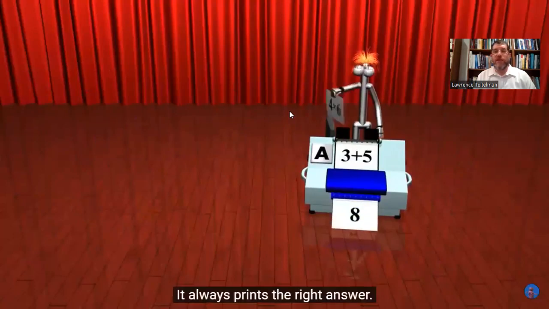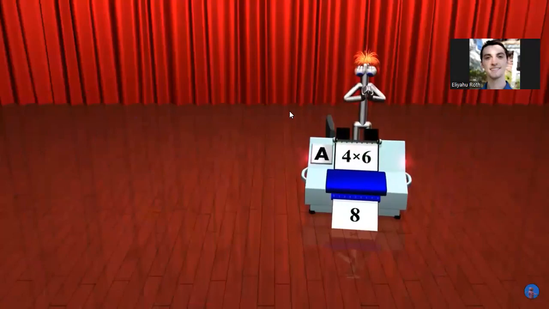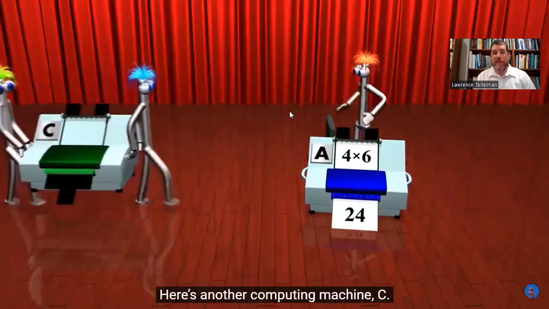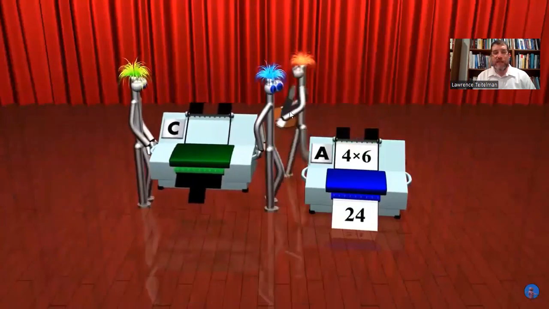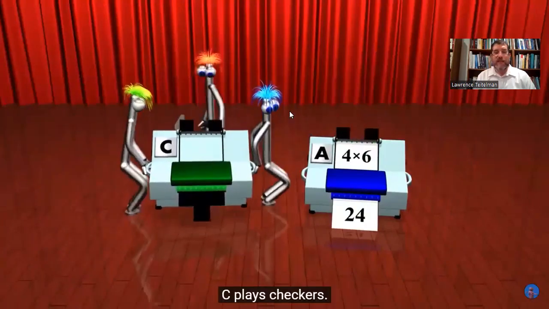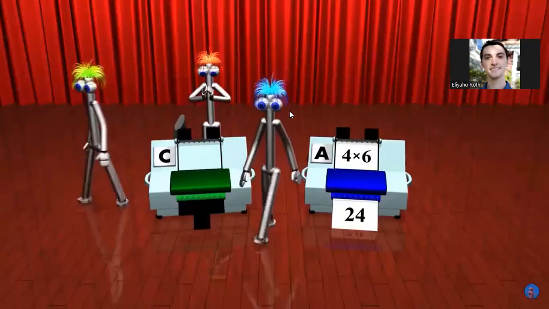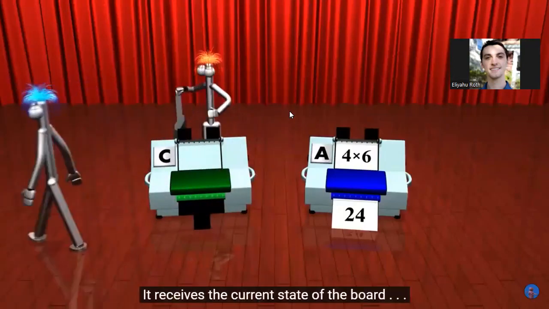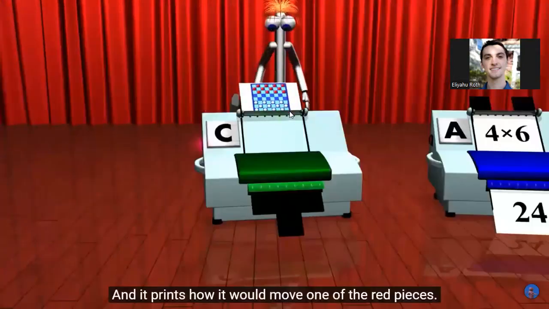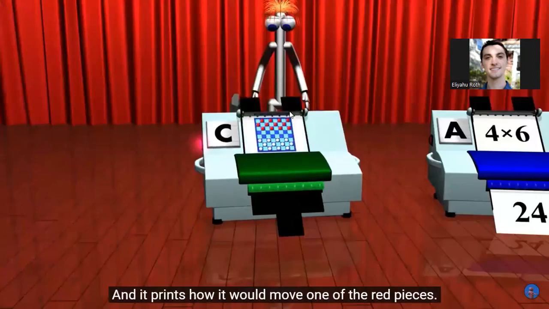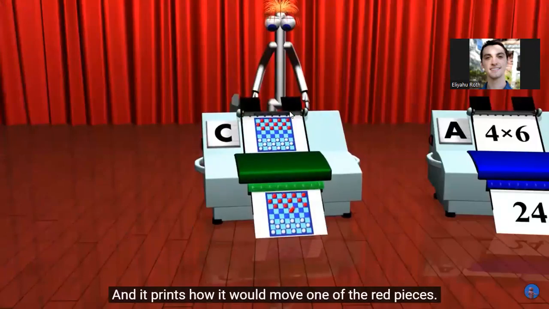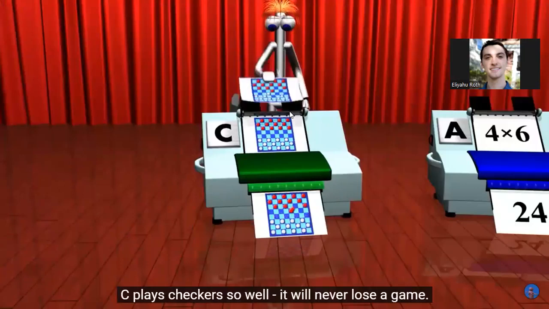It always prints the right answer. Here's another computing machine, C. C plays checkers. It receives the current state of the board, and it prints how it would move one of the red pieces. C plays checkers so well, it will never lose a game.